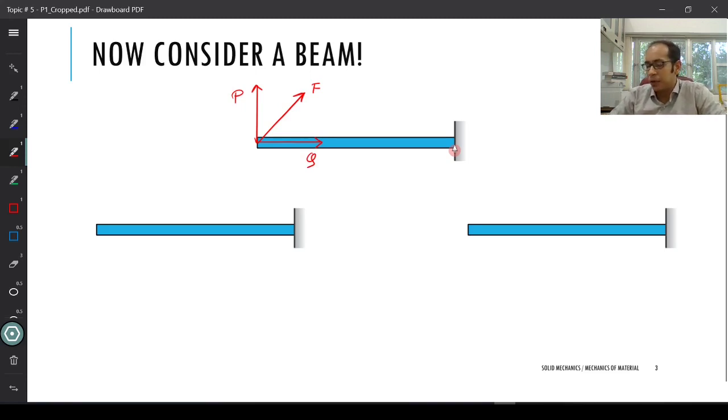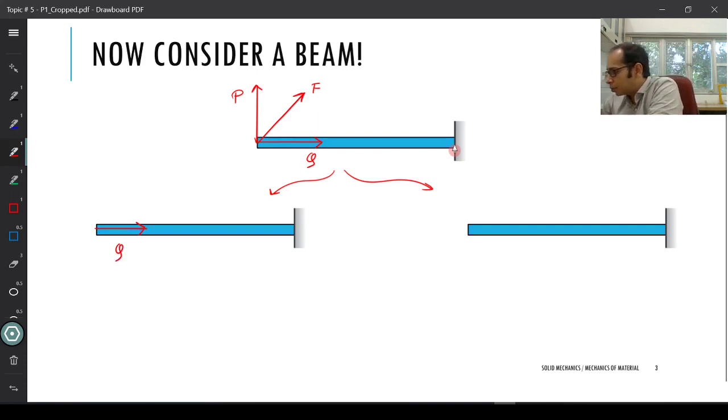Now remember the principle of superposition. This force F, I split into P and Q. If I apply the principle of superposition and draw this beam as two different beams, then in the first beam I am just going to apply the force Q that is acting, and in the other one I am going to apply the force P. Both of these together essentially give me my original loading.